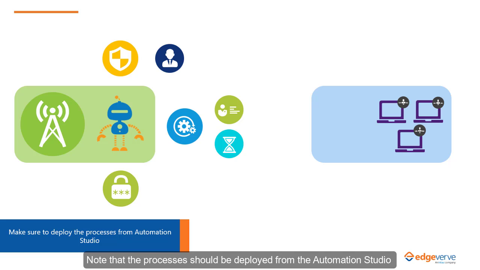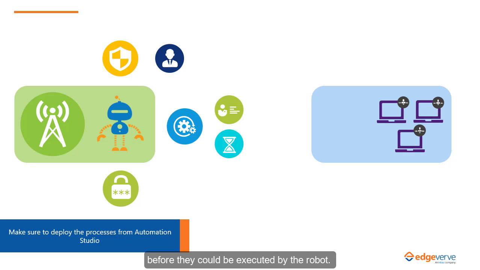Note that the processes should be deployed from the automation studio before they could be executed by the robot. The final step is application sign-in. The credentials needed for the business applications used in the various automation processes are provided in this step.